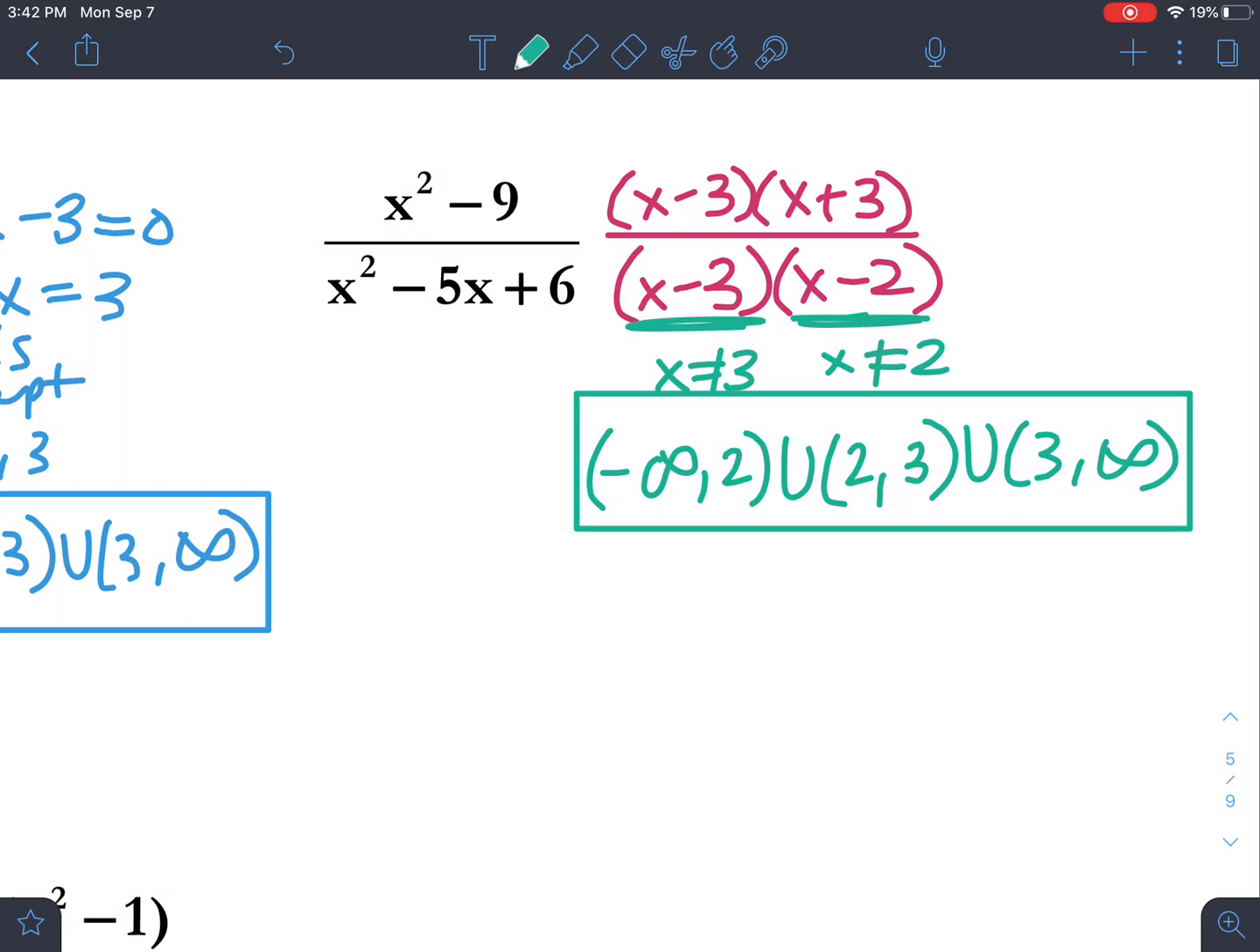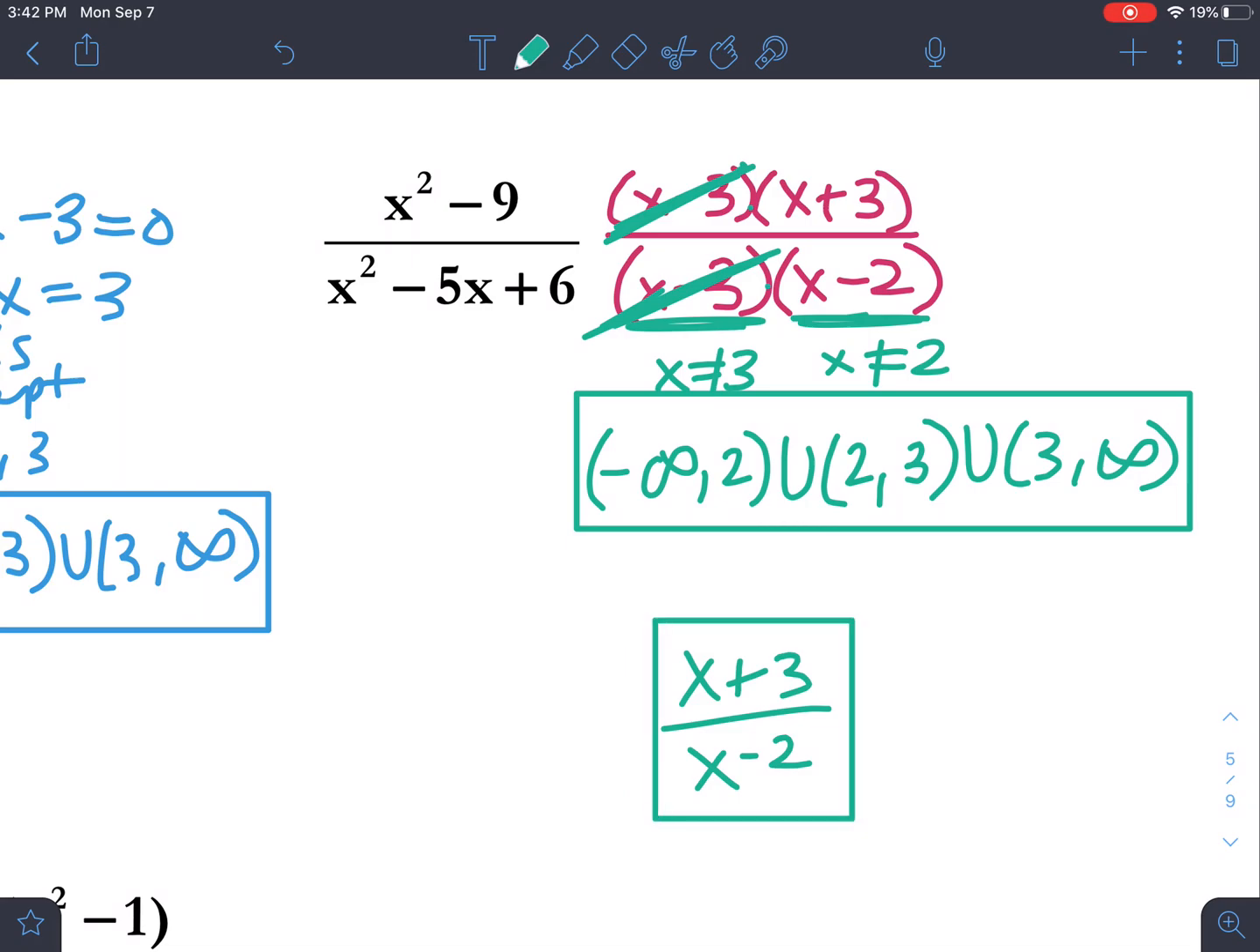And now we're going to actually try simplifying. So take a look at your fraction up here, those factors multiplied together. Do I have any matching factors? Yes, I'm canceling out a full binomial with a full binomial. And my final answer is x plus 3 over x minus 2.